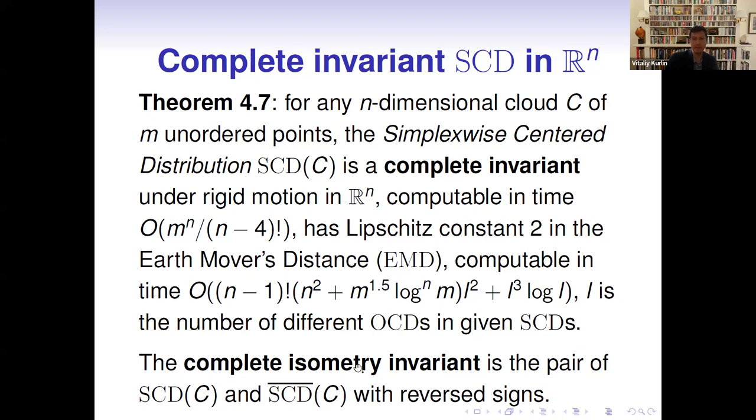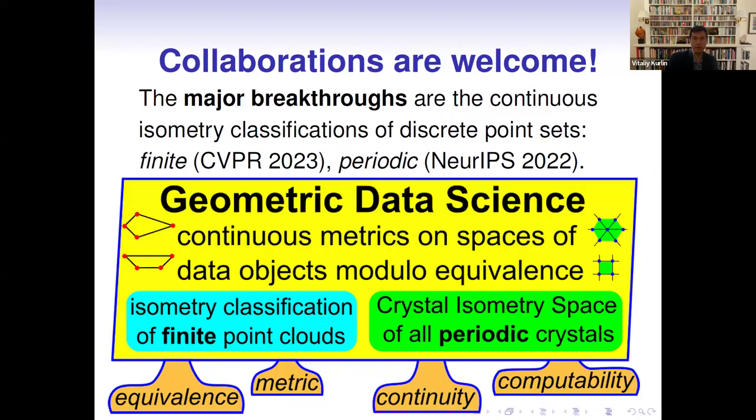But let me quickly go to the final slide to advertise the next talk. Today we talked about finite point clouds, and next time I will talk about periodic point sets. Basically, the problem is very similar. The periodic case is much harder. It's infinite, but we will explain that the same PDD invariant is generically complete for periodic crystals. So this is the second hard problem in this new area of geometric data science.